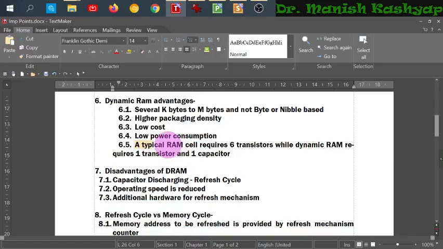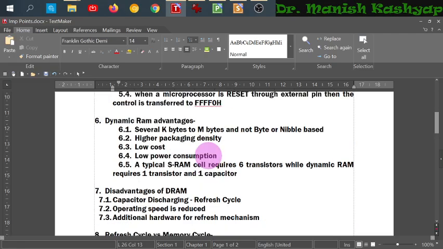So SRAM will require 6 transistors. However, DRAM, or dynamic RAM, will require only 1 transistor and 1 capacitor. So you can now list the advantages of dynamic RAM. First of all, whenever dynamic RAM is used, we use several kilobytes to megabytes. It is not like the static RAM, where we were using byte oriented or nibble based memory. In static RAM, we have seen that every location was only of 1 byte or 1 nibble.